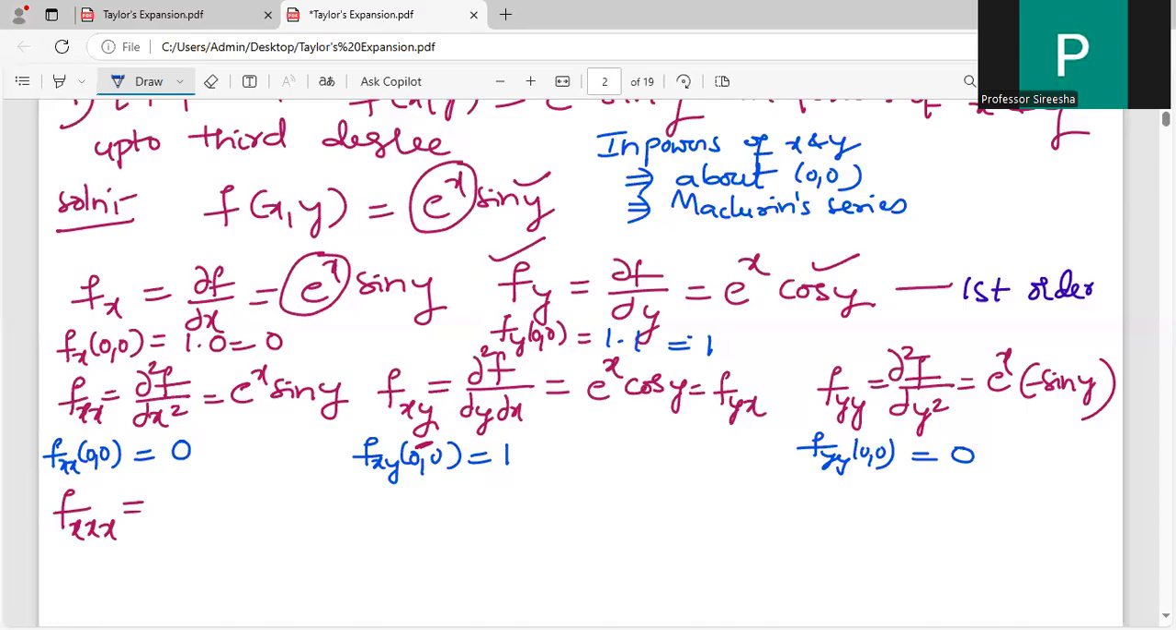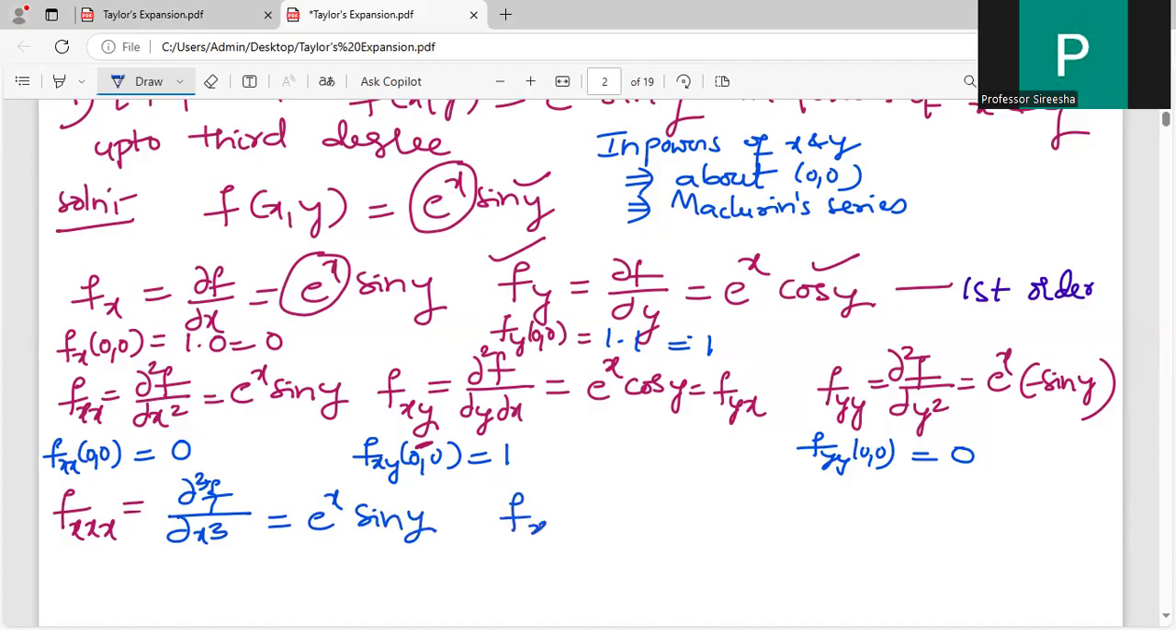f triple x. Please look at f triple x. It's nothing but dou cube f by dou x cube. It is 3 times derivative of f with respect to x only, successively with respect to x. No change in it. e power x sine y is what I will have.